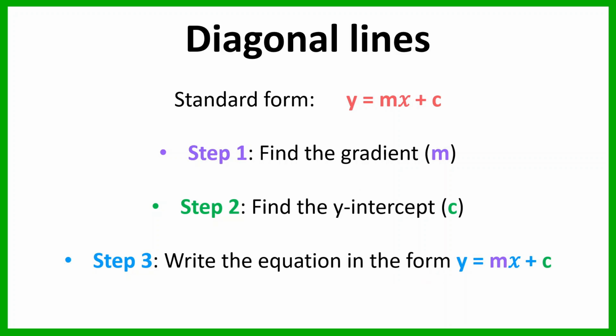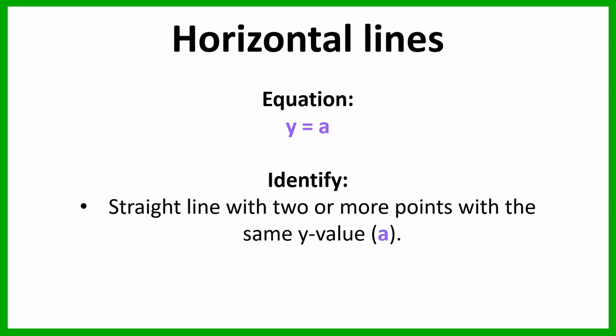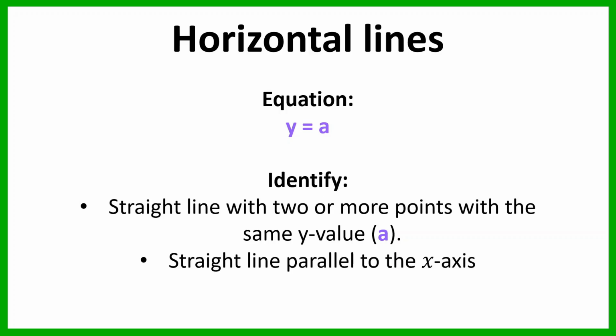If you need to find the equation of a horizontal line, you need to remember that the equation is going to be written in the form y equals a, where a is a number. To identify when you're going to have a line with this kind of equation, it's when you have a straight line with 2 or more points that have the same y value, and that y value will be the a that you're going to put into your equation. Or if you have a straight line that you're being told is parallel to the x-axis, then the y value of any point in that line will be the a value in your equation.